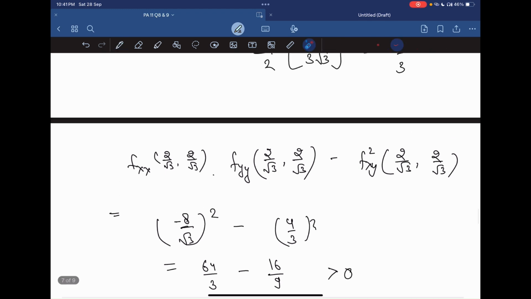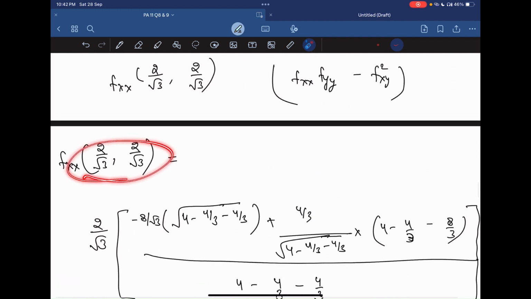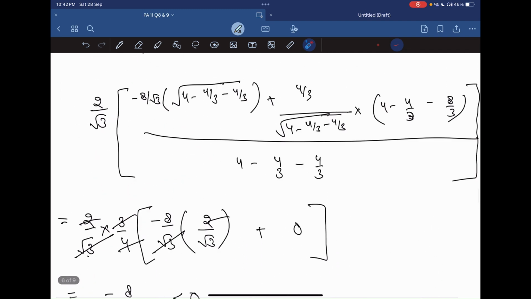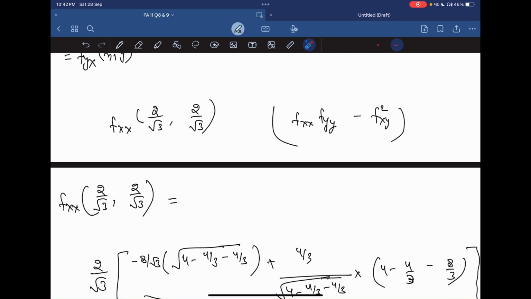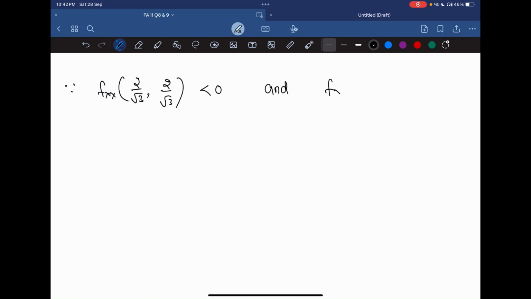Now, as this quantity is greater than 0 and fxx at the point 2 by root 3 comma 2 by root 3 is less than 0, that means the critical point 2 by root 3 comma 2 by root 3 is the point of maximum. So because fxx at the point 2 by root 3 comma 2 by root 3 is less than 0 and fxx fyy minus fxy squared is greater than 0, 2 by root 3 comma 2 by root 3 is the point of maximum.